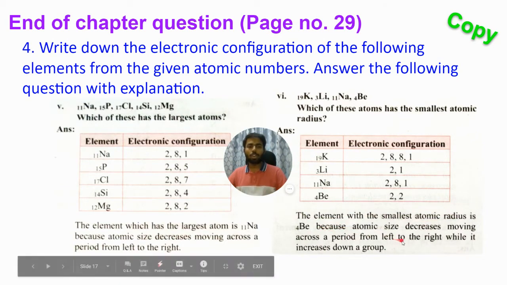Again, the reason is because the atomic size decreases moving across a period from left to right while it increases down the group. Okay, atomic radius, when you go from top to bottom, it is going to increase and left to right, it is going to decrease. So तुम्हें सबसे ऊपर का और सबसे right side वाला चाहिए. Okay, then that is beryllium.